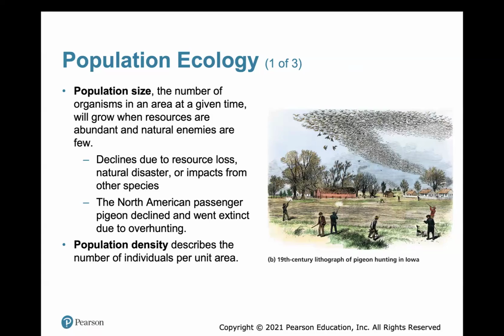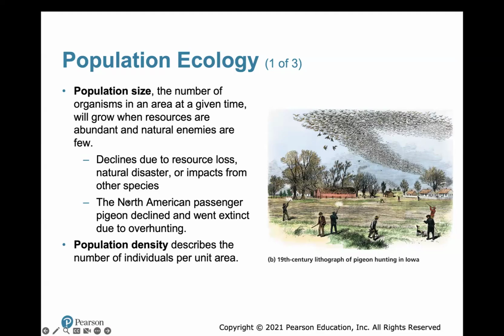I'm just going to give you an intro on a couple of terms here. So population size is the number of organisms in an area at a given time. It will grow when the resources are abundant, and if the resources are not available, the population kind of levels off. And of course, if they don't have any enemies or competitors. So when there's a resource loss, like I said, the population is going to decline or level off. And whenever there's a disaster, the numbers go down, or any impacts from other species.